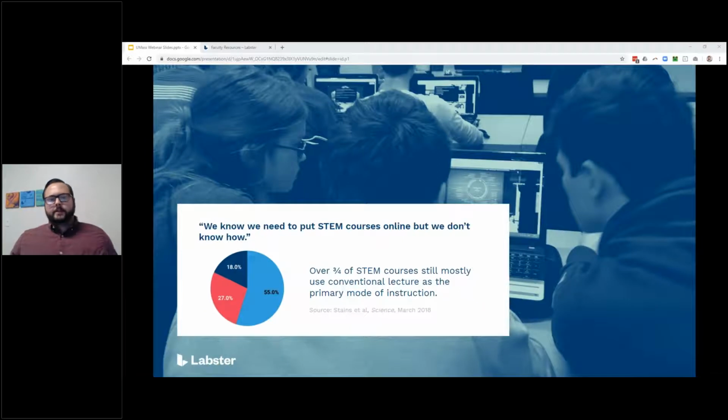And finally, from administrators, we're hearing that they know they should be migrating more STEM courses or homework online, but they don't know how to do it. This is validated from the findings of a study of 2,000 STEM courses recently, and it found that roughly 80% of these STEM courses still use conventional lectures as the primary instructional method.